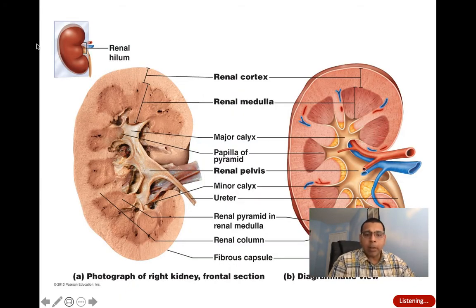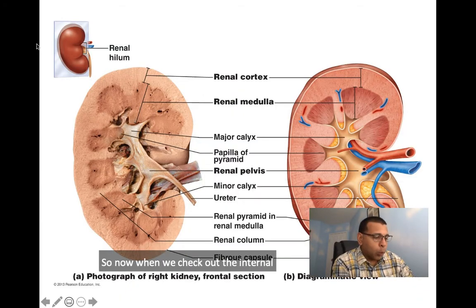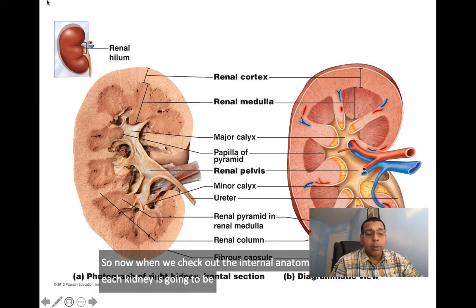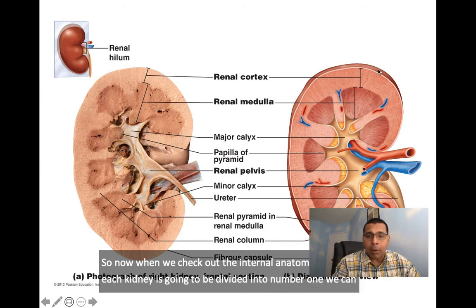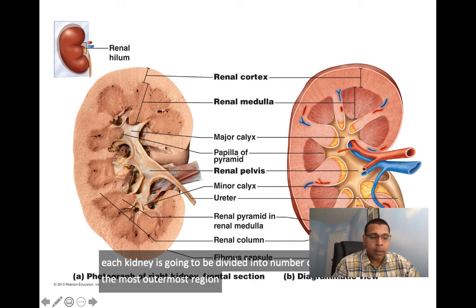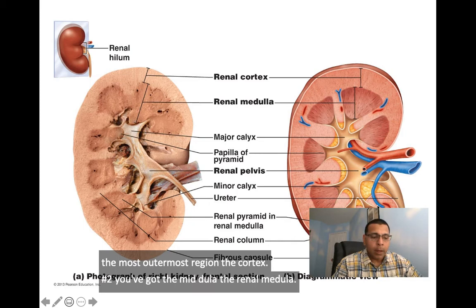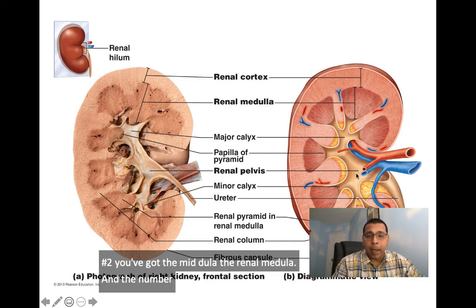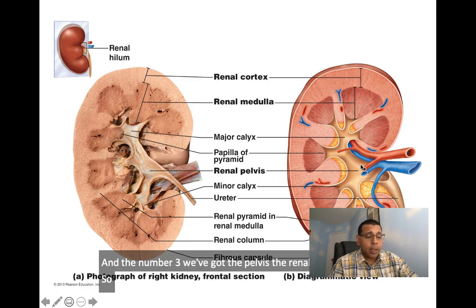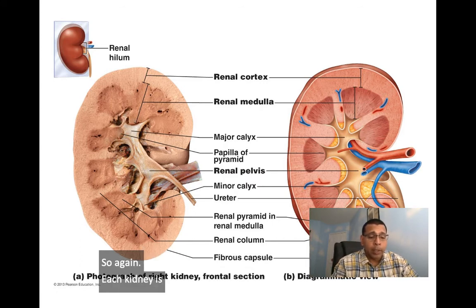So now when we check out the internal anatomy, we can see each kidney is going to be divided into, number one, the most outermost region, the cortex. Number two, you've got the medulla, the renal medulla. And then number three, we've got the pelvis, the renal pelvis. So again, each kidney is divided into the cortex, medulla, and the pelvis.